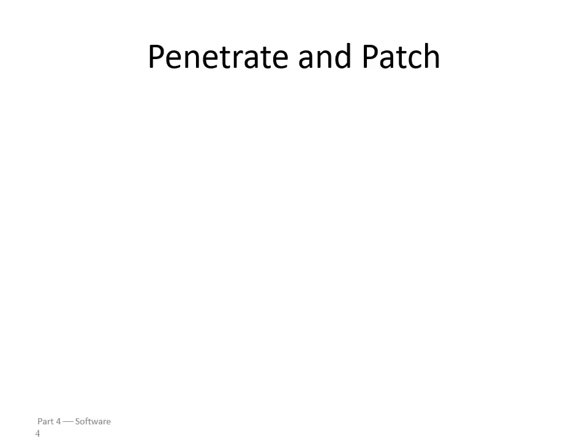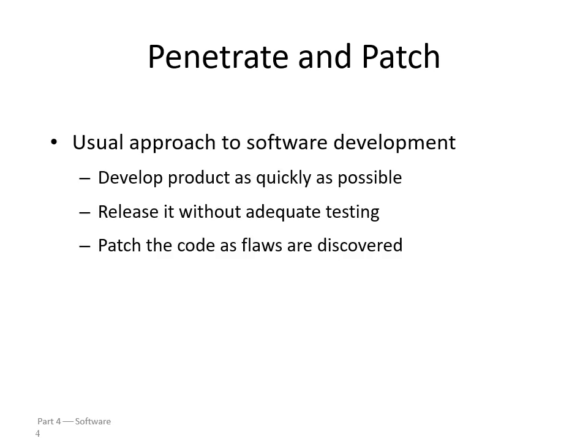So we'll start off by talking about how software is built today. And what this is typically called in a derogatory way is penetrate and patch. And what this says is that we develop something as quickly as possible. We get to a minimum viable product. We release it as soon as it functions adequately. And then we patch the code when problems are found.